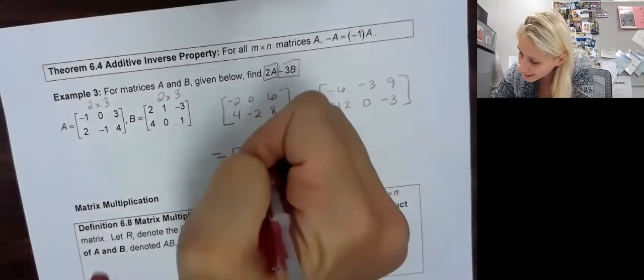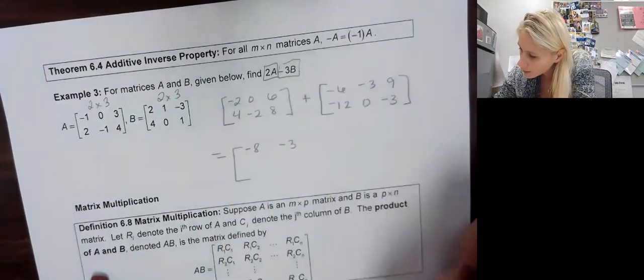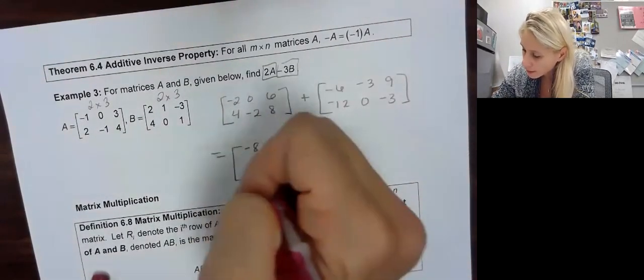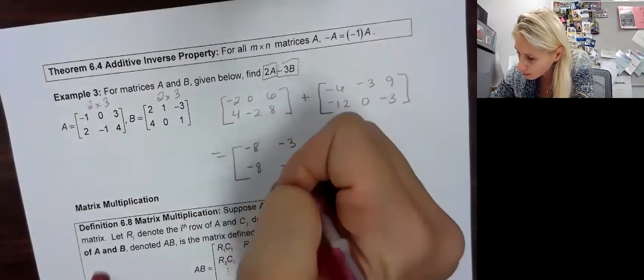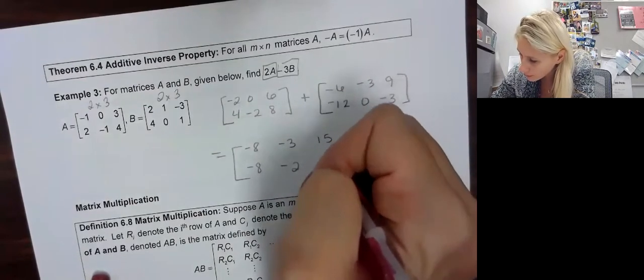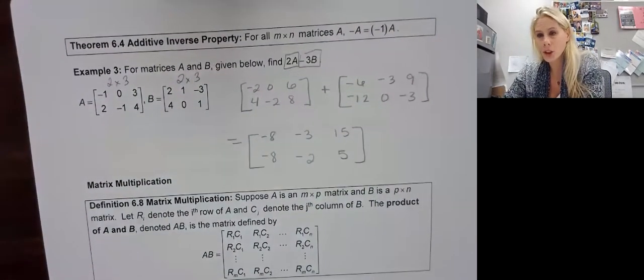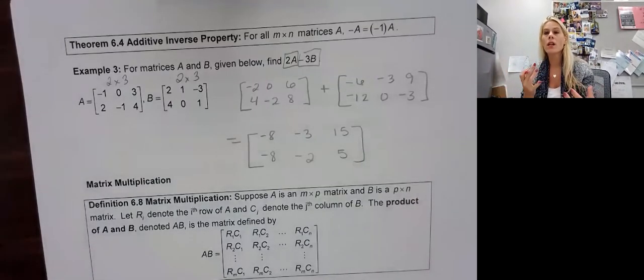-2 and -6 is -8. 0 and -3 is -3. 6 and 9 is 15. 4 and -12 is -8. -2 and 0 is -2. 8 and -3 is +5. Hopefully you guys see that that addition went a lot faster than if I multiplied 3 and did minus. Because with subtraction, we really have to be careful with those negatives, right?